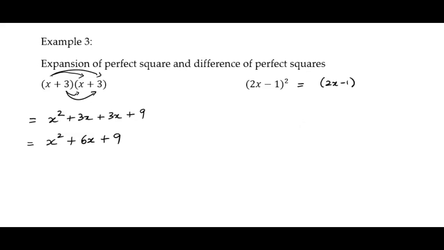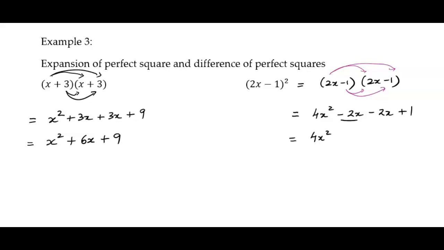2x minus 1 times by itself. Again I'm going to go ahead with my arrows. If I expand it in that format, I'm going to have 4x squared, then 2x times minus 1 is minus 2x, minus 1 times 2x is minus 2x, and minus 1 times minus 1 giving us a positive 1. One final step, collecting like terms. I do have a pair of like terms there, and they're going to collect to a minus 4x plus 1.